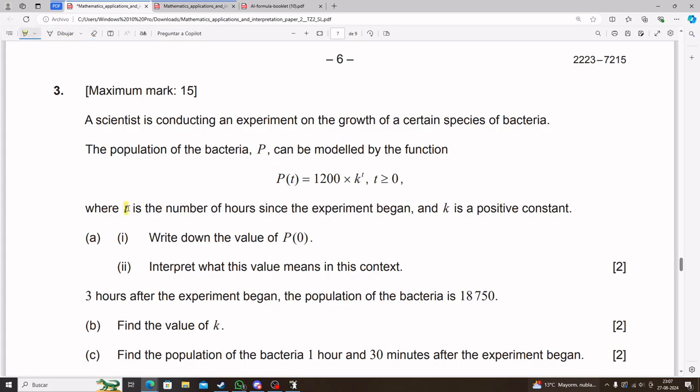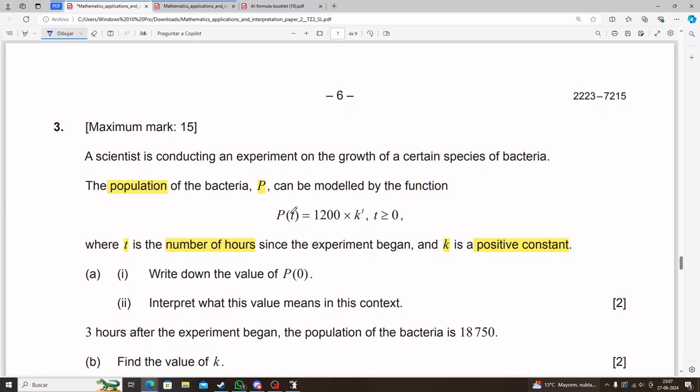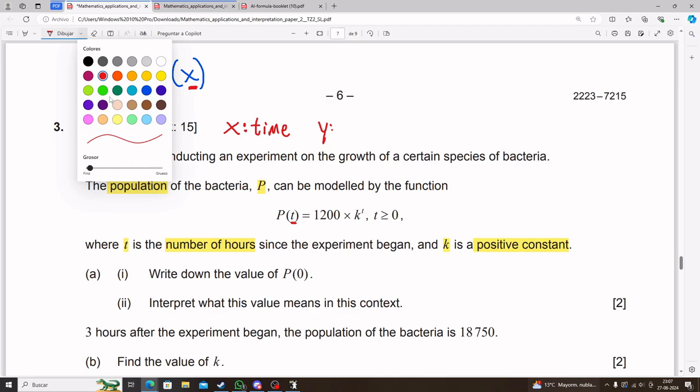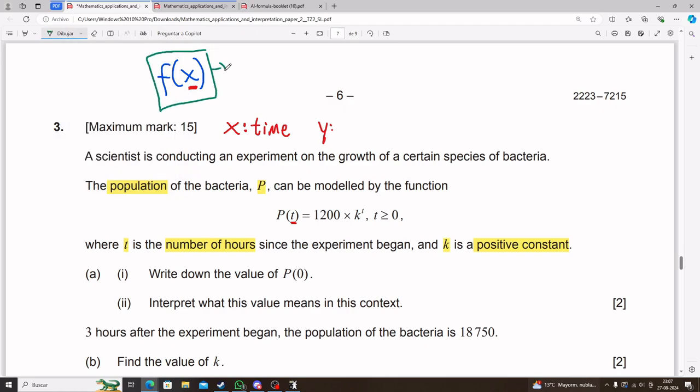On the one hand, we know that T is the number of hours since the experiment began, while K is simply a positive constant. They also told us that the population of the bacteria is P. So remember, this P parentheses T, like its original version, is f of x. And so, basically, whatever's inside my parentheses is my x. So T in this case, so my x basically is going to be time, while my y is this whole thing. So f of x in its entirety.